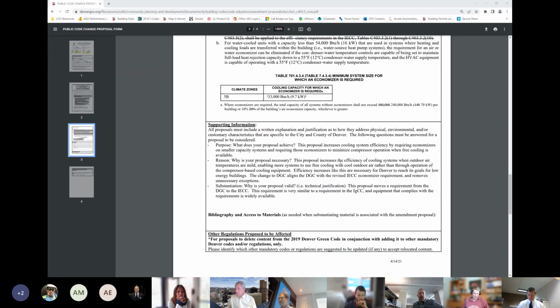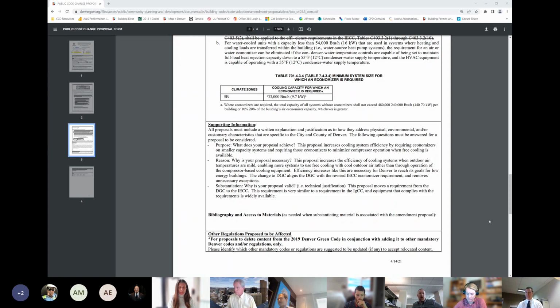The idea here is to improve efficiency and reduce energy use of the systems on smaller capacity systems by requiring those economizers to minimize operation of the compressor when free cooling is available. And by lowering the capacity threshold down to 33 kBTU, this would impact especially a lot of small, mid-size, often low-rise commercial buildings that might have 3-4 ton units. Even some big box retail will use these units when they want control of a single zone.